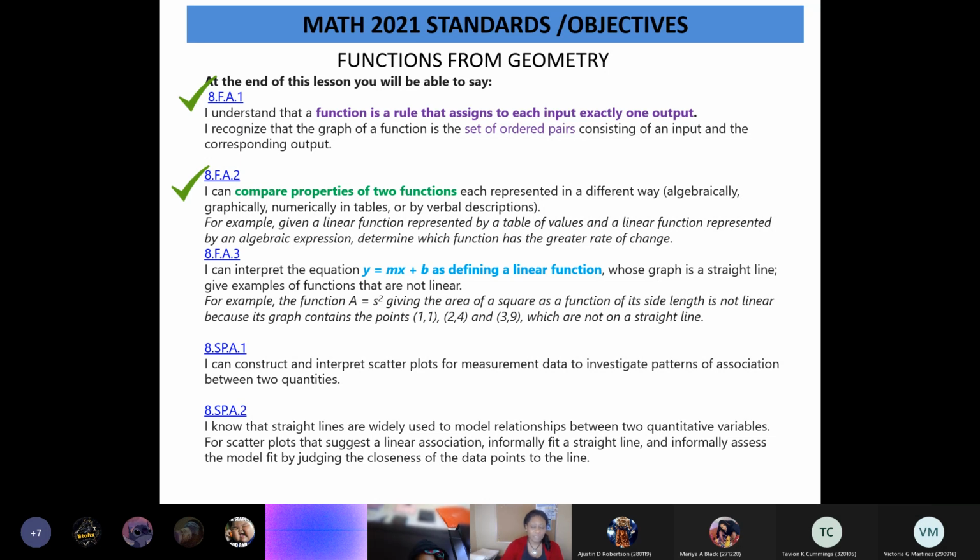If I call your name, please let me know what a relation is, a domain, a range, and a function is. I need those definitions. Today we're going to go over 8.SP.A.1. I can construct and interpret scatterplots for measurement data to investigate patterns of association between quantities. That is a new lesson that you need to have in your notes. I will also be doing a notebook check tomorrow. Make sure you have 2 pages of notes for the notebook check. If you do not, you can go back and watch the videos. If you were not here, they are all recorded and you can get the notes from the videos.